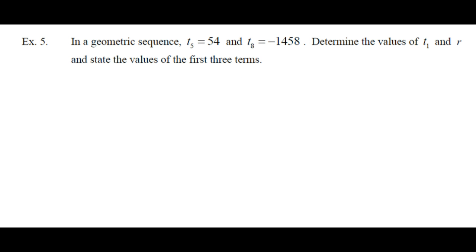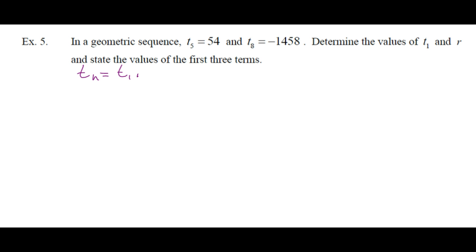In a geometric sequence, we got T5 and T8. Determine the values of T1 and R and state the values of the first three terms. So we need T1, we need R, we need T1, T2, T3. But what we really need is R, right? Okay, so here's what we can do. I'm going to show you the more formal way, and then we'll talk about an informal way: how would I do this if it was multiple choice? Like, they're just asking what's R. But we can do this algebraically.